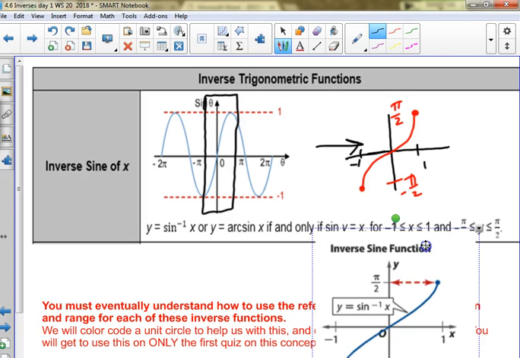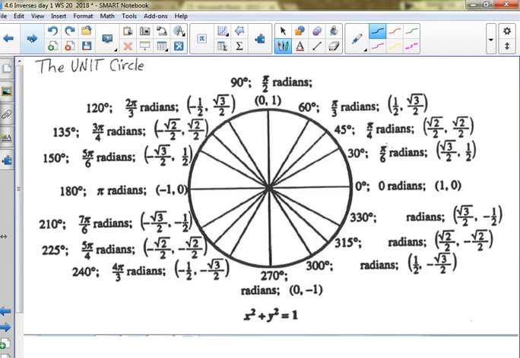That's good enough for me because I'm not going to have to graph it anyway. It's now one-to-one though, okay? Now, I want you to think about that. If we're looking for values where the sine is from positive pi over 2 to negative pi over 2, or negative pi over 2 to positive, what quadrants are those?